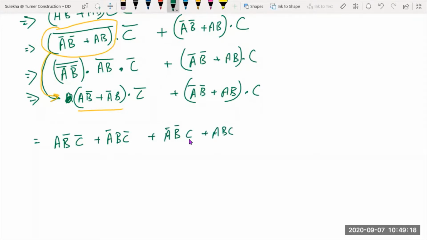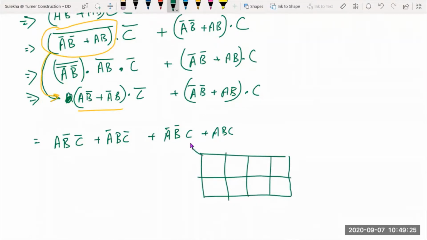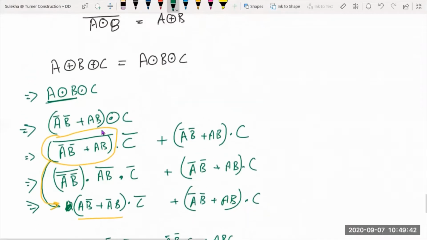If you represent these terms in a K map, this is nothing but 1 1 1 1 at these four places. Therefore, I am writing this as A XOR B XOR C. So with this, what I have proved is that this one is equal to this one.